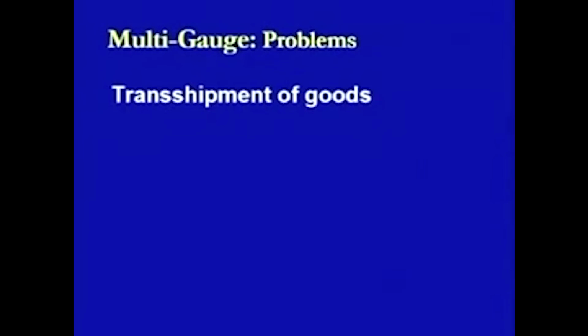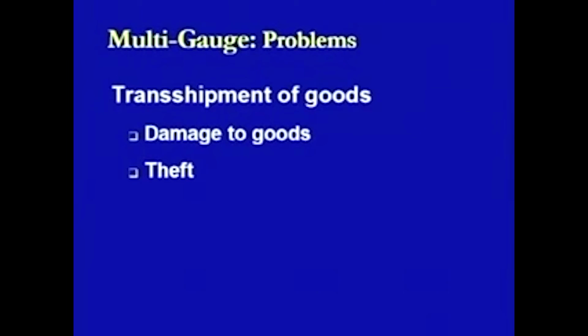Another aspect related to multi-gauge is the transshipment of goods. Again, in this case there can be a number of problems associated with it, like damage to goods. You have to take your goods from one point to the other, and there are always chances that something may get damaged. If you have booked your luggage, then it has to be transferred from one luggage van to the other, and during that time again there are chances of things getting damaged. There are chances of theft also. You are transferring the things and somehow, on a bad day, you find that something has been lost. It has been stolen.